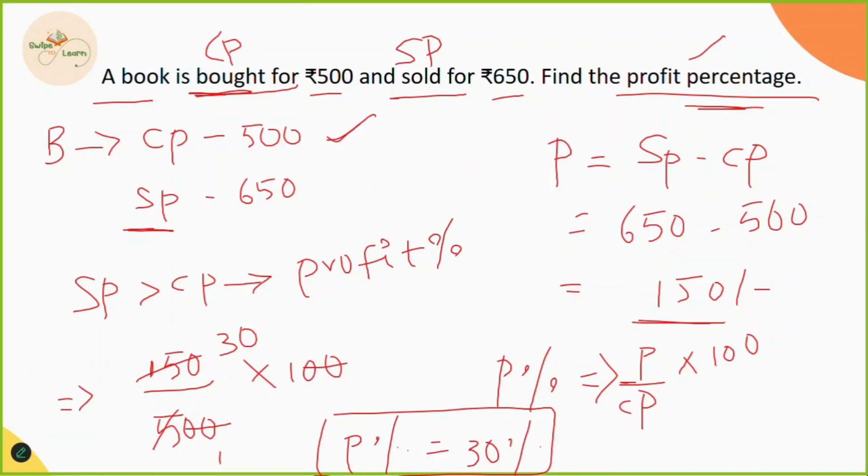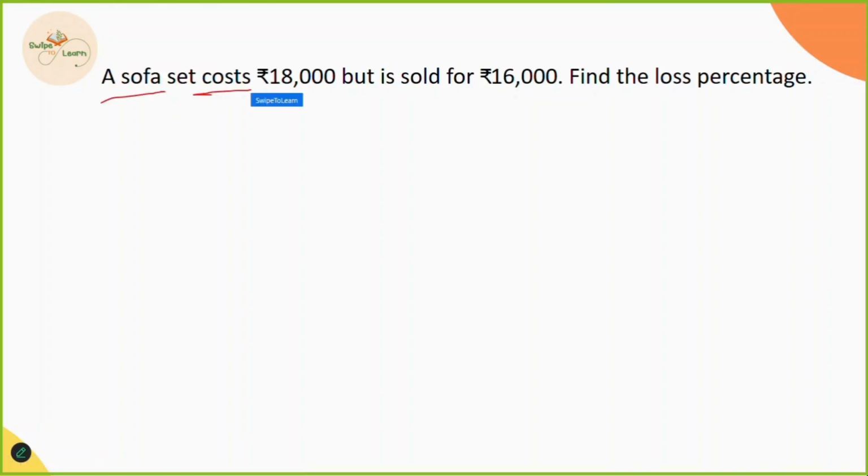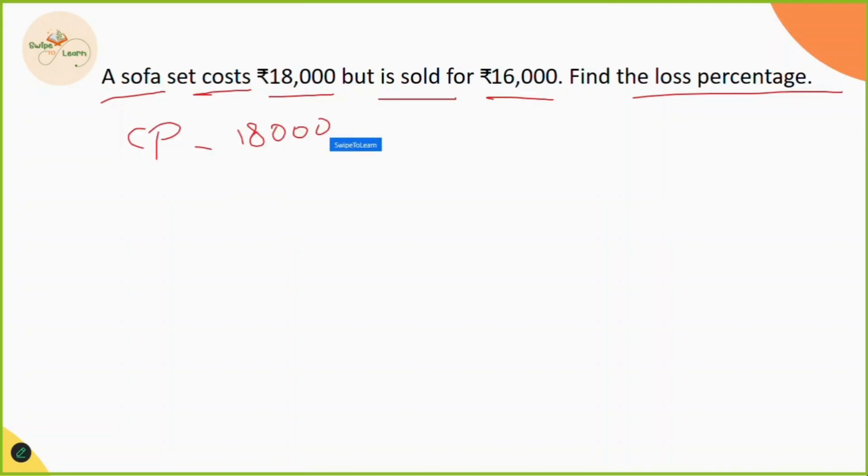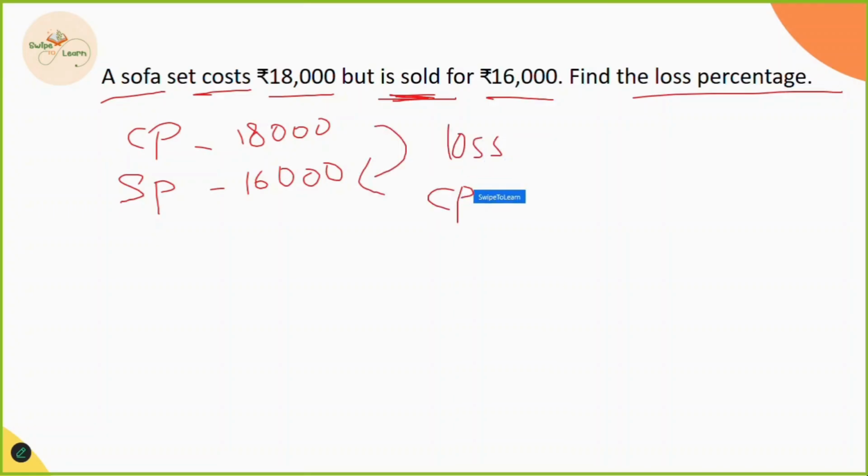Moving to the next question. A sofa set costs 18,000 but is sold for 16,000. Find the loss percentage. Okay. In general, the price of the sofa is 18,000, but it is sold, and sold means selling price, at 16,000. Which means we bought the sofa at 18,000, but due to some damage, we are selling it at 16,000. That means we have a loss. If CP is greater than SP, then we have a loss, and they're asking us to find the loss percentage.